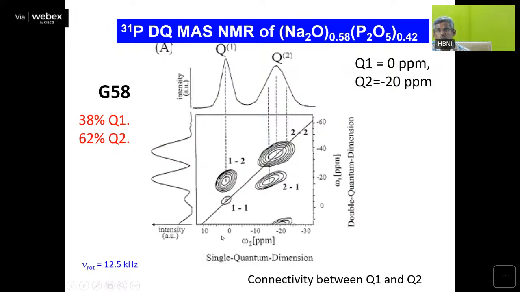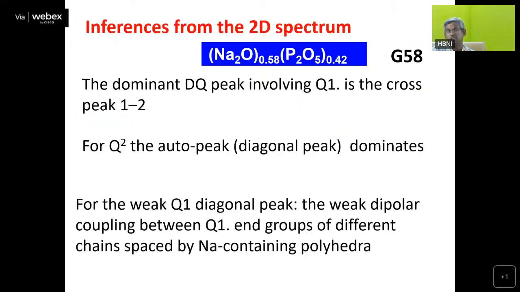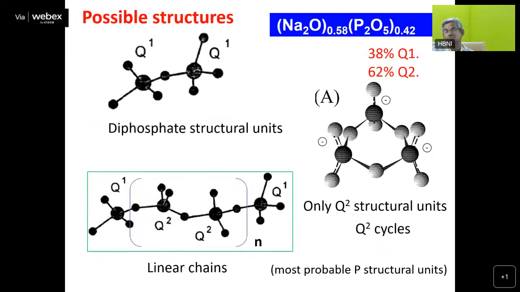One peak is around 0 ppm and another is around minus 20 ppm. The 0 ppm is characteristic of the Q1 structural unit, and minus 20 ppm corresponds to the Q2 structural unit. Q1 means only one bridging oxygen and Q2 means two bridging oxygens.